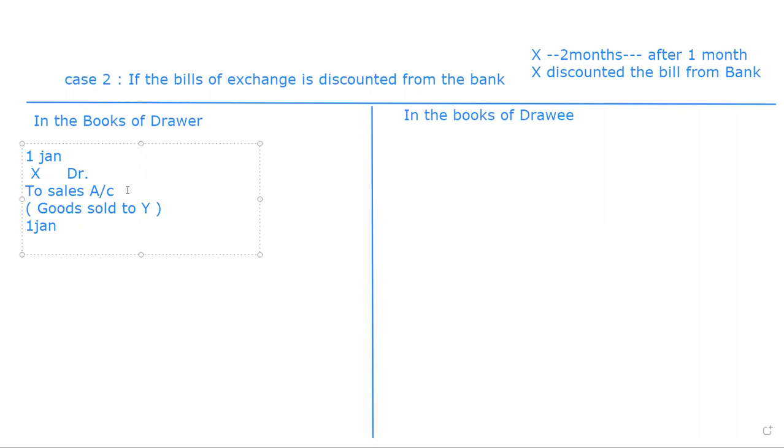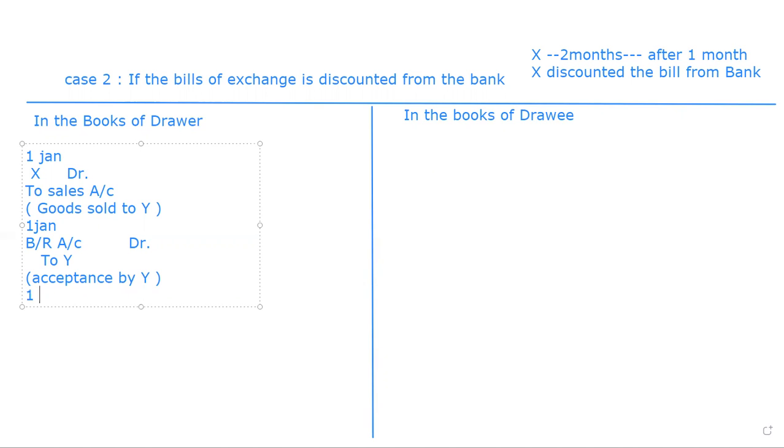And when the bill is drawn, it becomes an asset for the business. That will be the BR account debit, to whom we are drawing the bill? We are drawing the bill to Y, and Y will give the acceptance. So, BR account debit to Y, acceptance by Y.